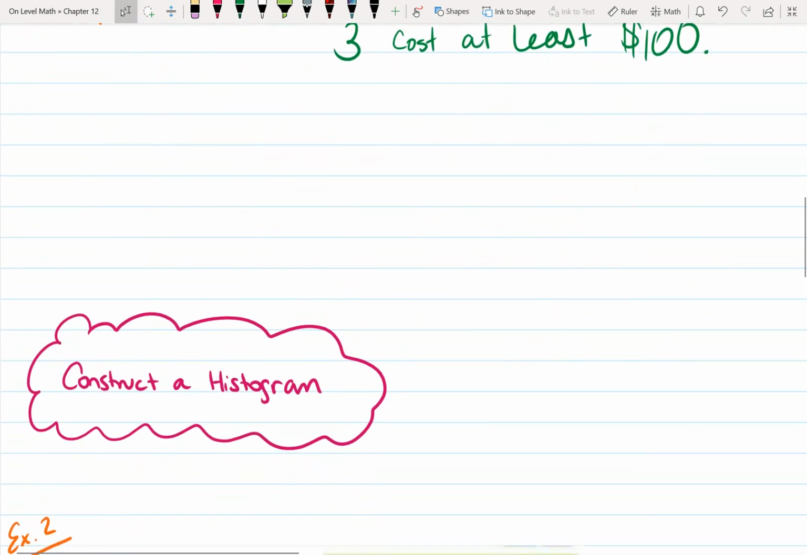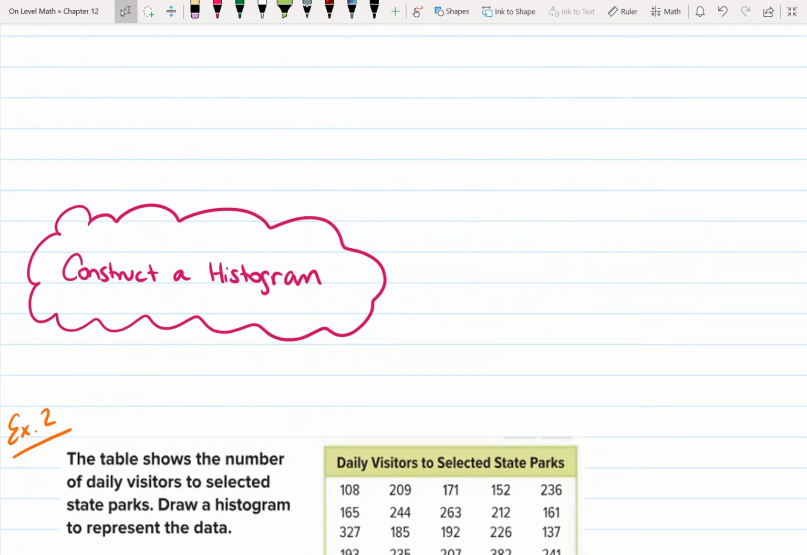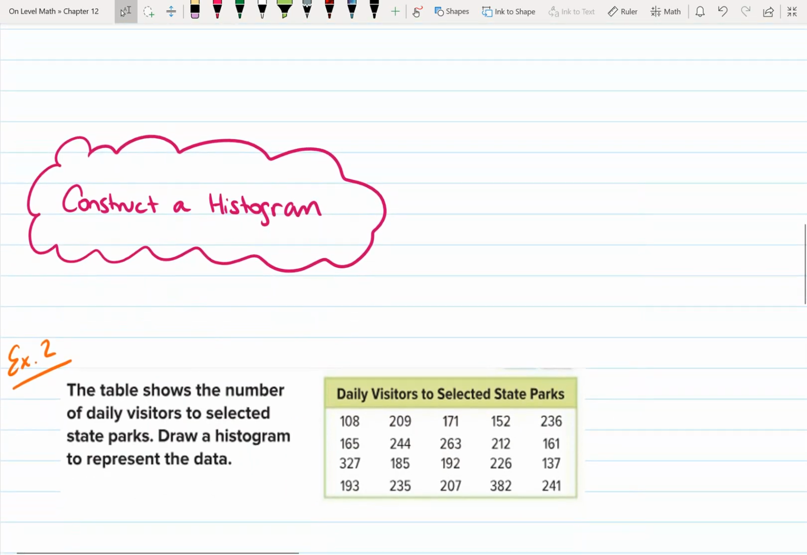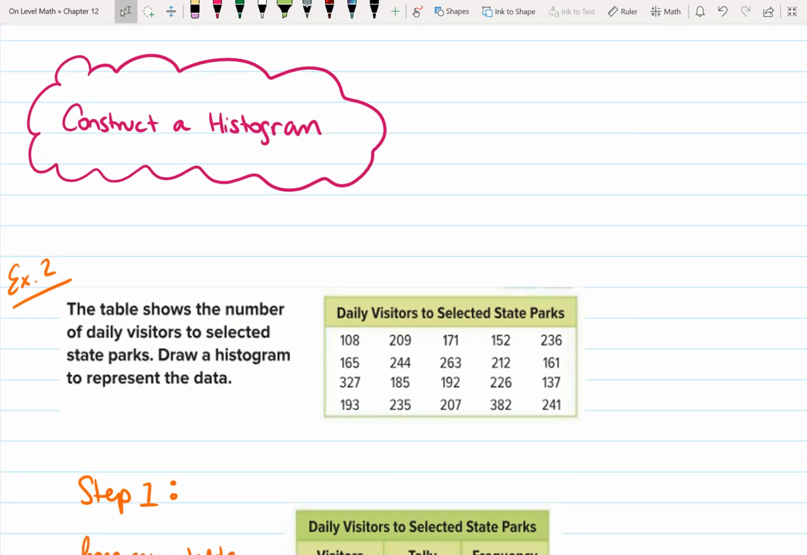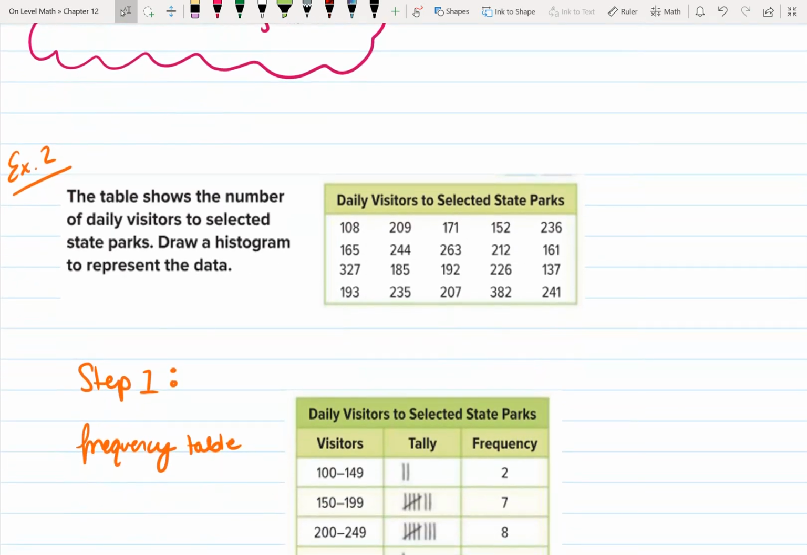Alrighty, this is constructing a histogram. So example 2, a table shows the number of daily visitors to selected state parks. Draw a histogram to represent the data. So the first thing you need to do here is make a frequency table. Now again, frequency just means number of. Likely they will give you the ranges. So I've done it here.